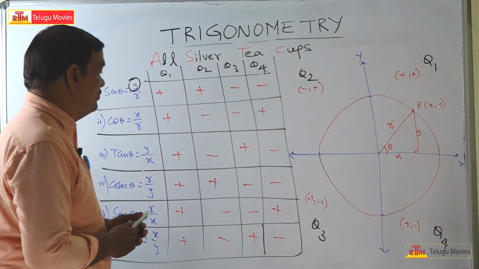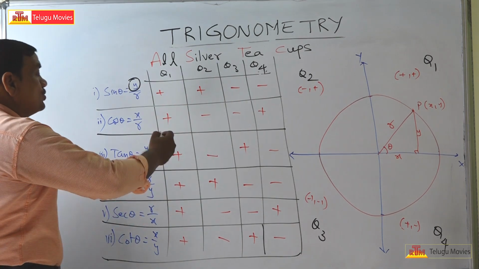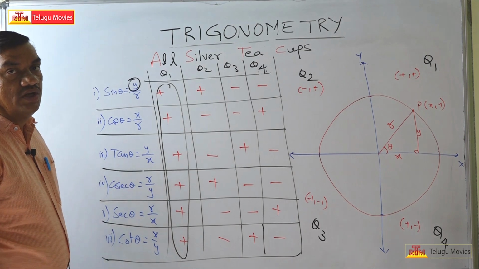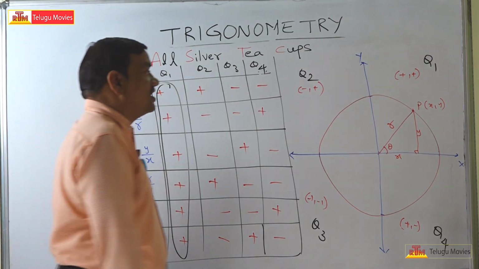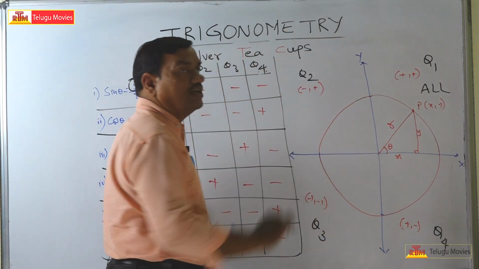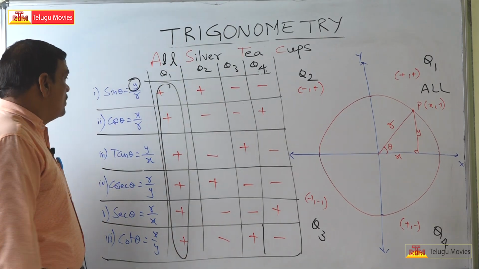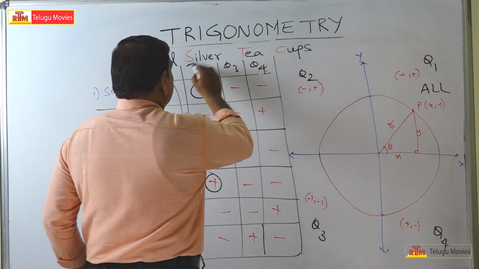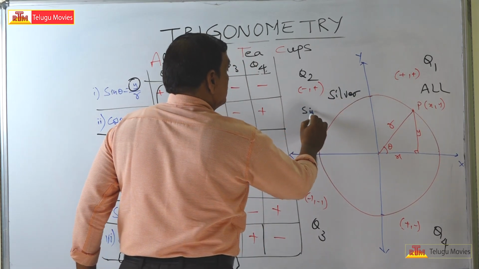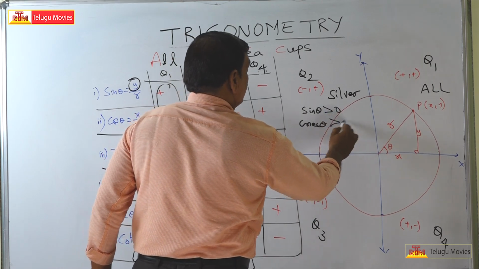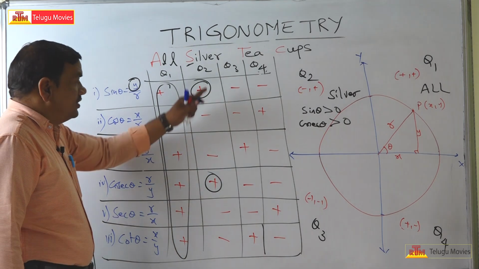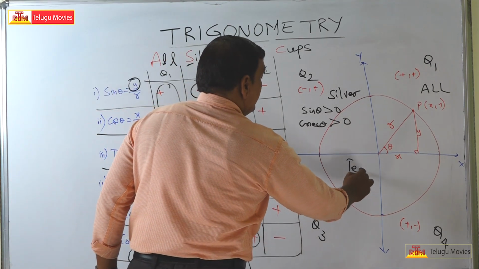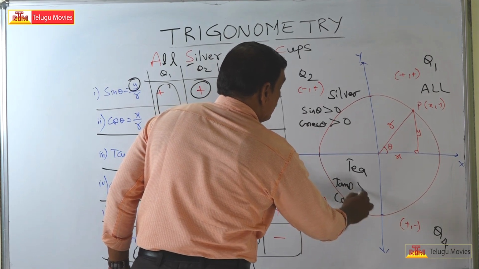So if you analyze what you see here, in the first quadrant all trigonometric ratios are positive. All means all six ratios are positive. In the second quadrant, what are positive? Only sin theta and cosecant theta are positive. In the third quadrant, tan theta and cot theta are positive. To remember that, tan theta and cot theta are both greater than 0.